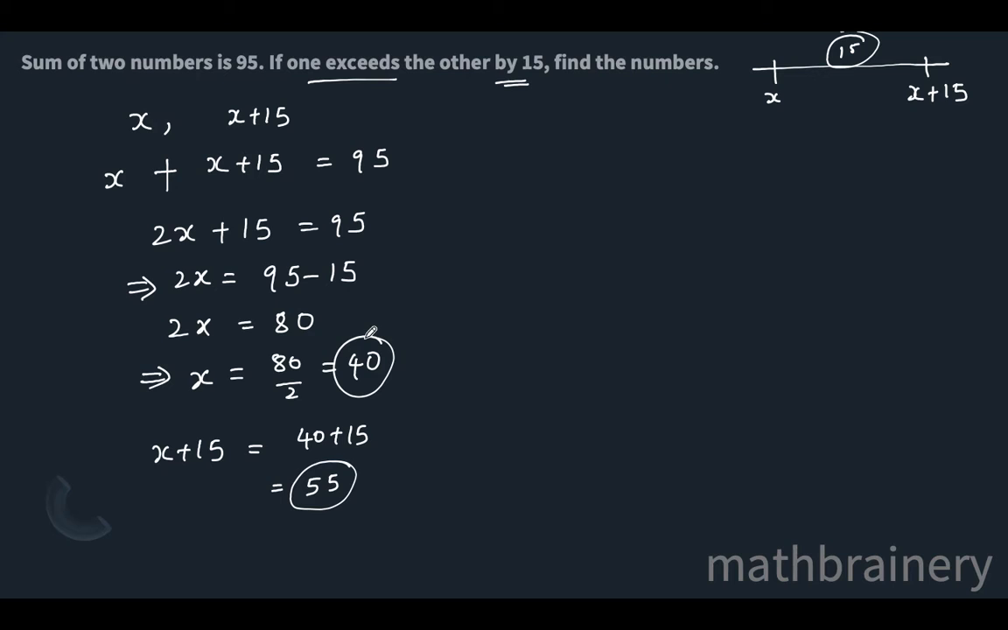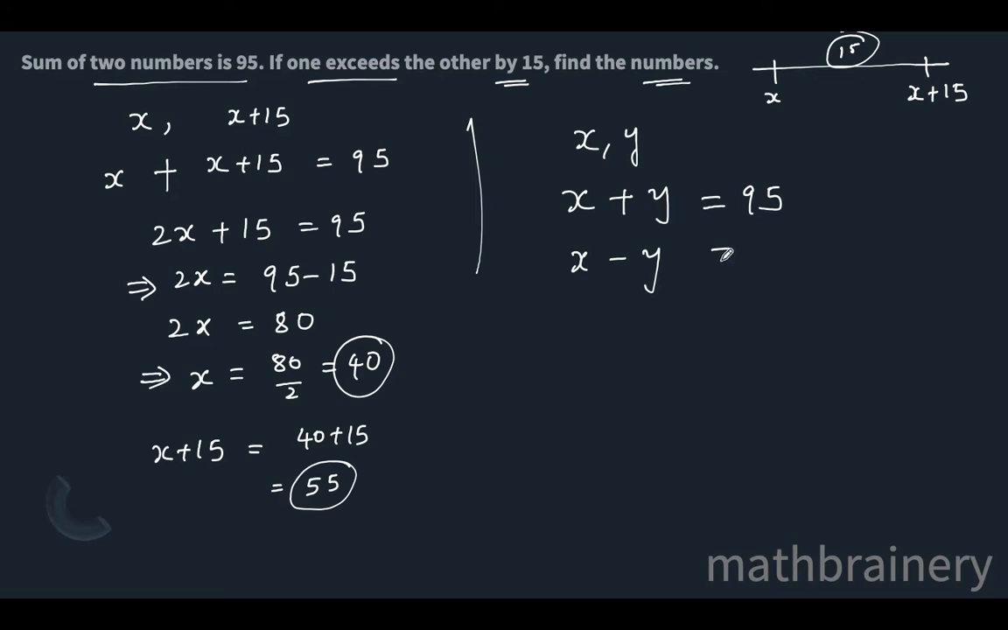There is another way we can solve the same problem. Let's assume the two numbers are x and y. What is given? Sum of the two numbers is 95. That means x plus y is equal to 95. One exceeds the other by 15. What do I mean by this? The difference between these two numbers is 15. So I can write x minus y as 15.